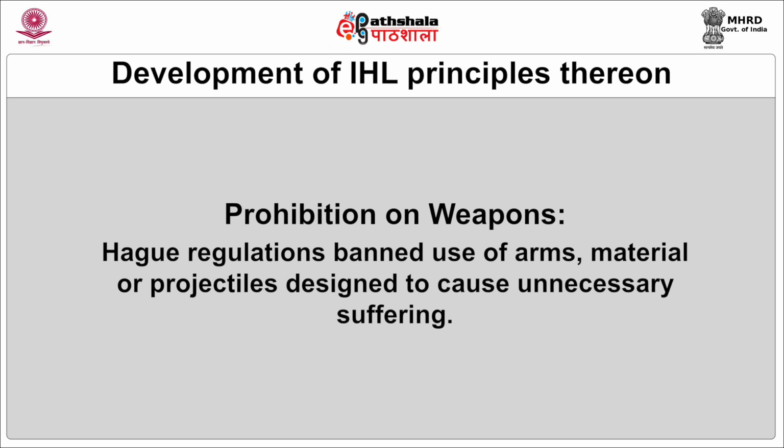The prohibition on weapons: the Hague Regulations banned use of arms, material or projectiles designed to cause unnecessary suffering. Some of the explicit examples of the weapons banned at that time included the infamous dum-dum bullets, and irregularly shaped projectiles or those that would inflame a wound.